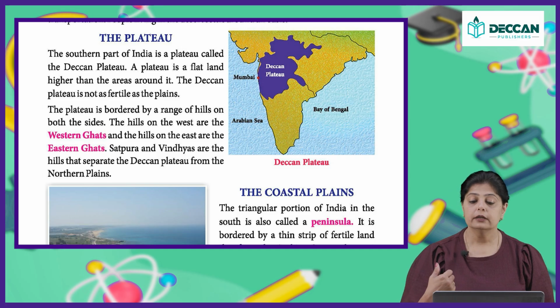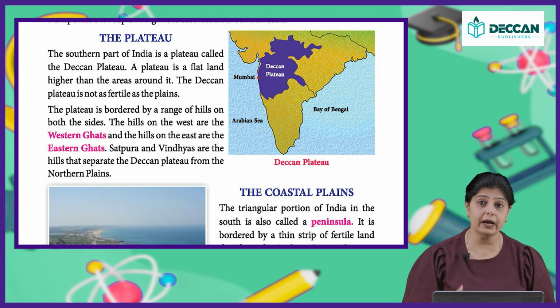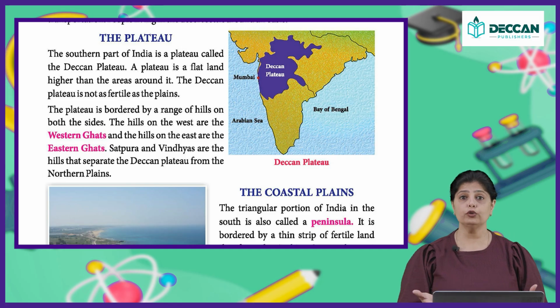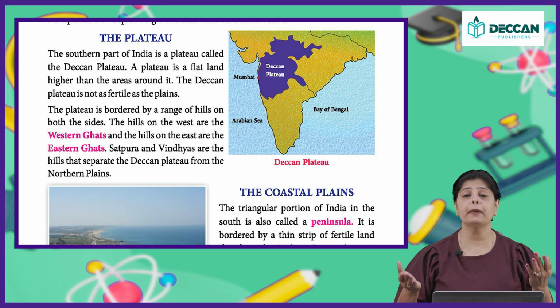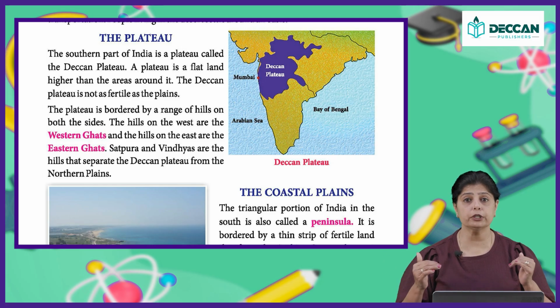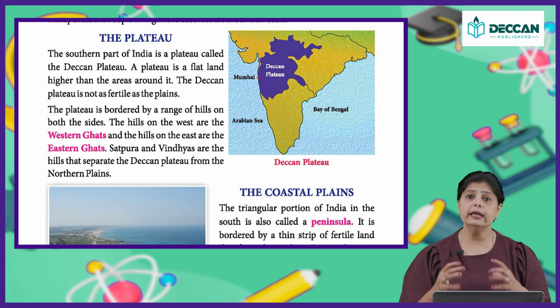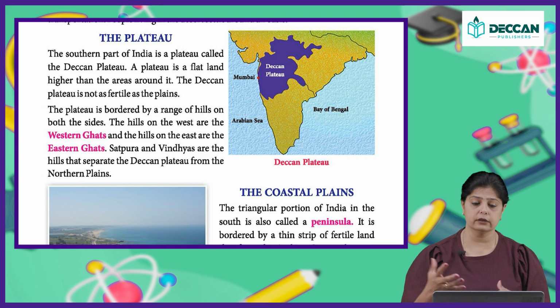The plateau is bordered by a range of hills on both sides. As we all know, very high mountains are known as mountains. However, the lower areas have hills. They are not very high.